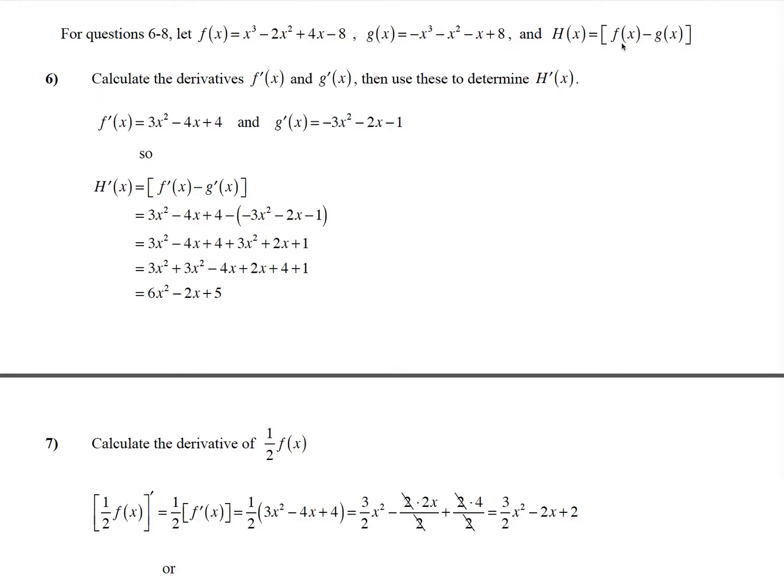This uses the fact that if h of x is the difference between two functions, then h prime is just the difference of those derivatives. This specifically asks that you calculate these derivatives first before you use that property. And so we just use the power rule. It's very simple. You bring the 3 around front and subtract 1 from the 3, so that gives you 3x squared for the first term in f prime.